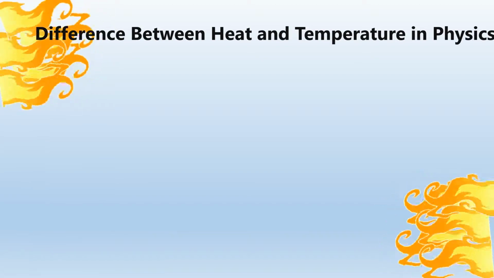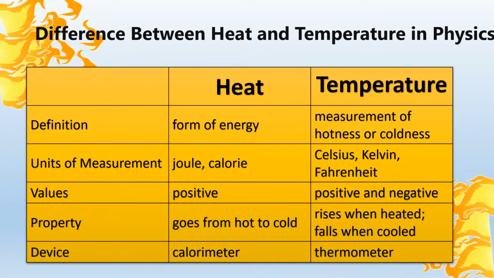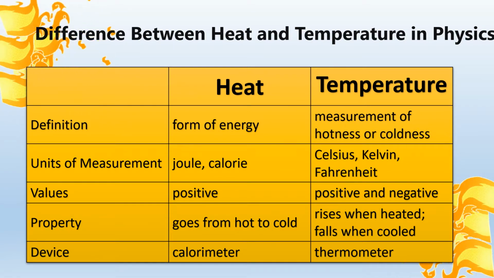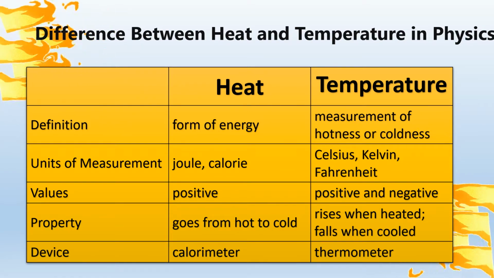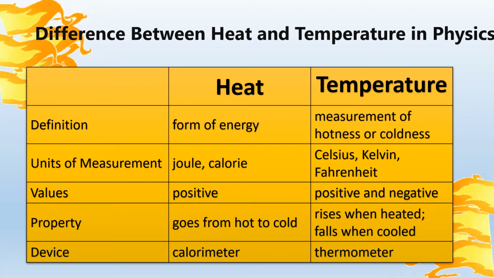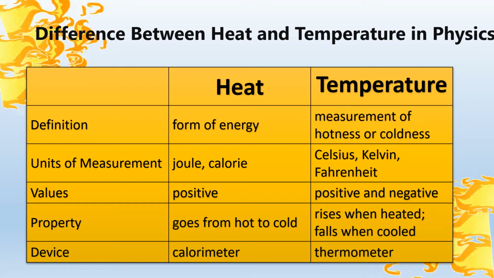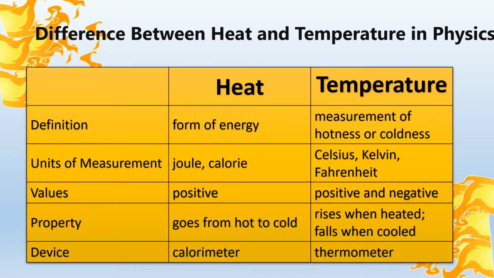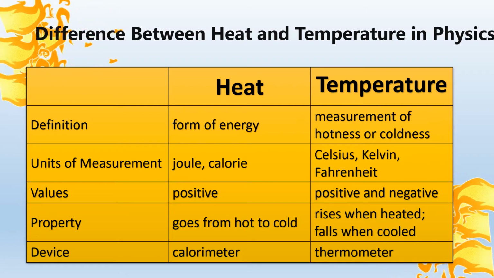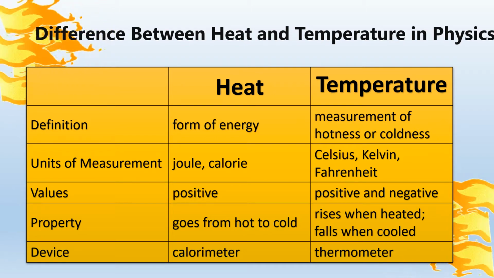So let's quickly see the differences between heat and temperature in terms of physics. The definition of heat is that it is a form of energy, and temperature is a measurement of hotness or coldness of an object. The unit of measurement of heat is joule or calorie, and the unit of temperature is Celsius, Kelvin, Fahrenheit. The value of heat is positive. The value of temperature can be positive and negative both.